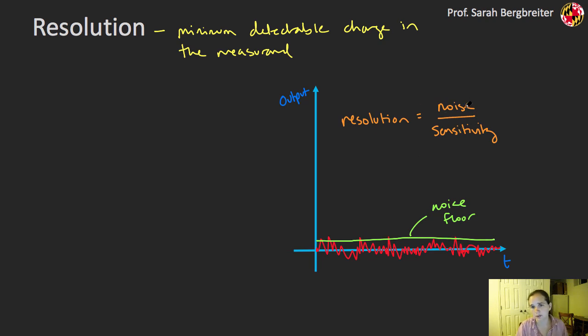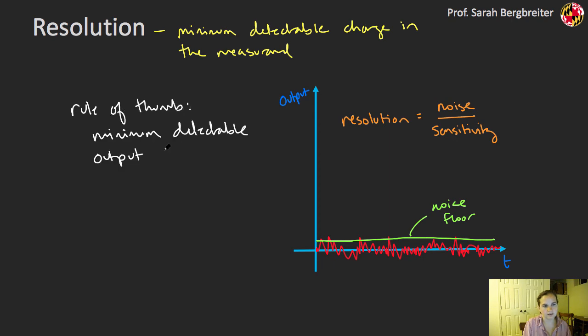If I have an accelerometer, once again, I have output noise in volts, my sensitivity is in volts per G, like gravity, then I'll get my resolution in G. A very common rule of thumb that you can use for these sensors as well is that the minimum detectable output will be approximately 3 times the noise floor. So once again, I can think of this as basically adding a 3 in front of this if I want to go based on this rule of thumb.